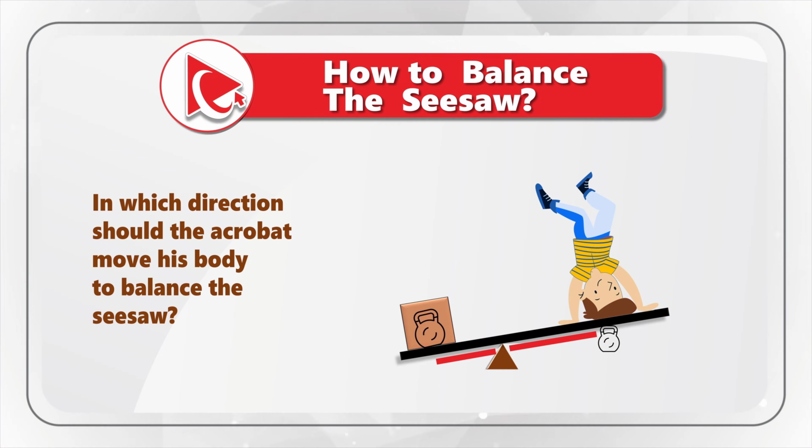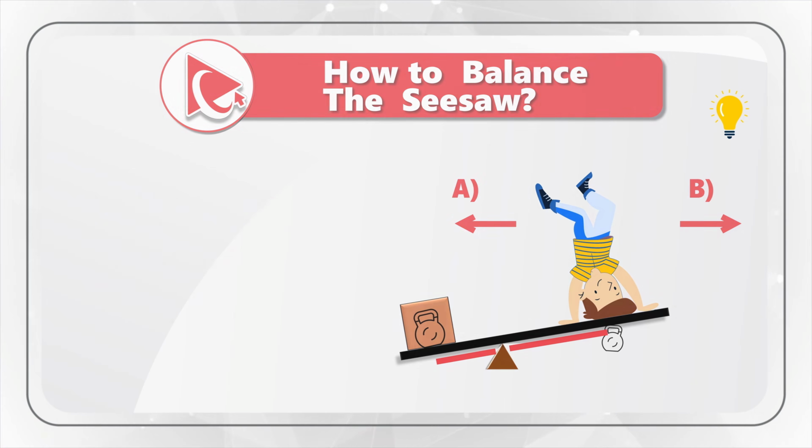You need to determine in which direction the acrobat should move his body to balance the seesaw. You have 2 choices: choice A, to the left, or choice B, to the right. Take a close look, maybe pause this video to see if you can come up with the answer.